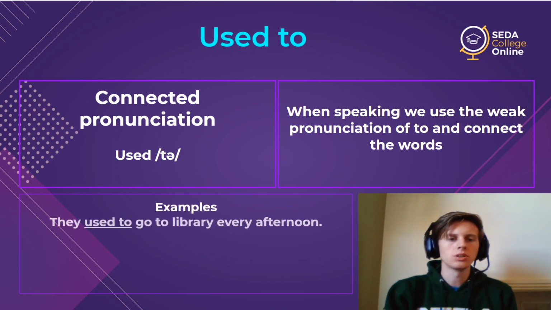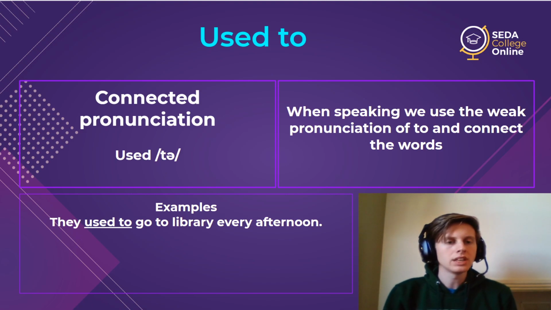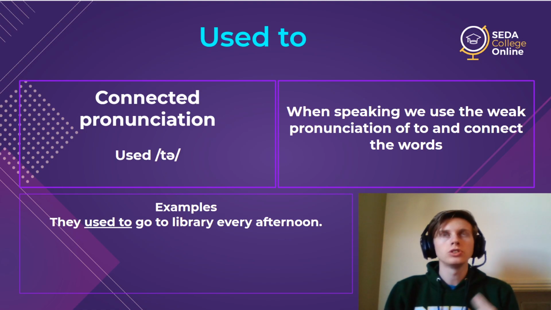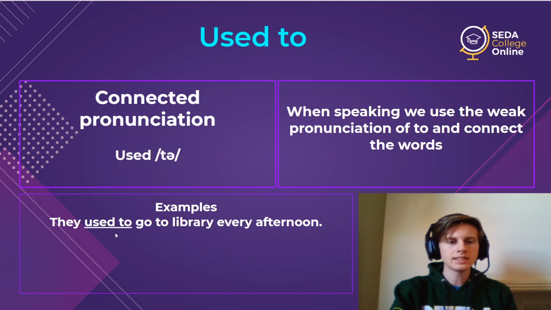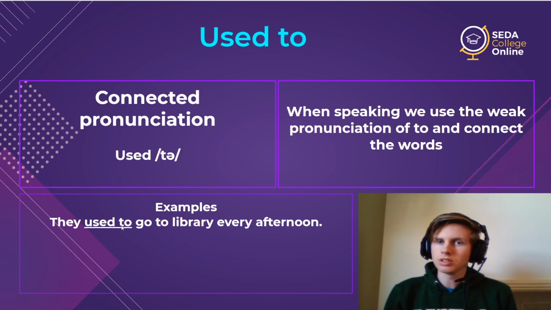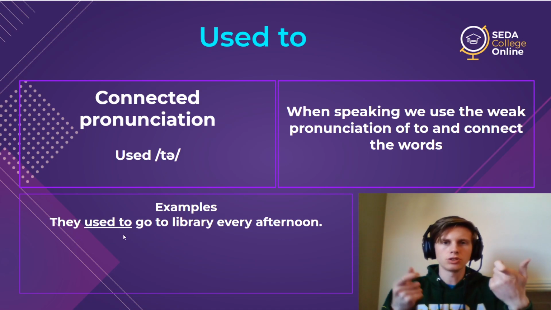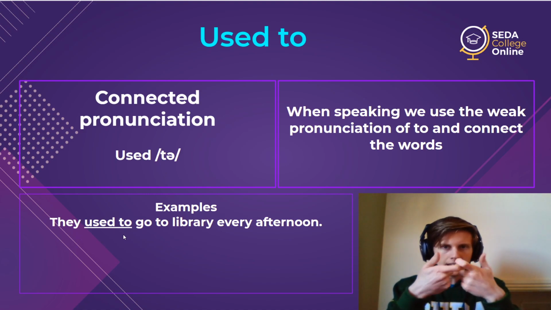So it's easier to show in an example like this. So they used to go to the library every afternoon. That's very unnatural pronunciation. Very difficult for me to say, they used to go. Because this D and this T are very similar sounds, almost identical. So two changes happen. One, I use the T. So used to, because I'm speaking relaxed. They used to go to the library every morning, and they connect together. Used to, or used and to connect together.